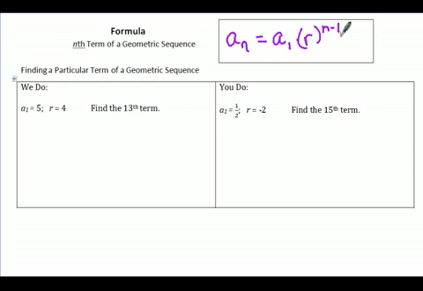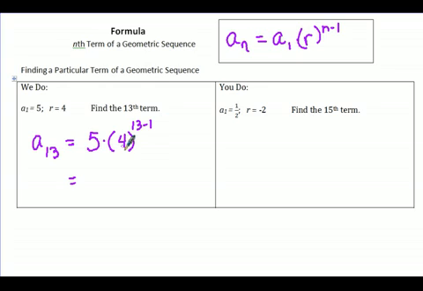First term times the common ratio raised to the n minus 1 power. So let's do an example here. We have a sub 1 is 5, my common ratio is 4, and we want to find the 13th term. So a sub 13 is equal to the first term 5 times the common ratio, which is 4, raised to the 13 minus 1 power. Or of course you could just put the 12th power.